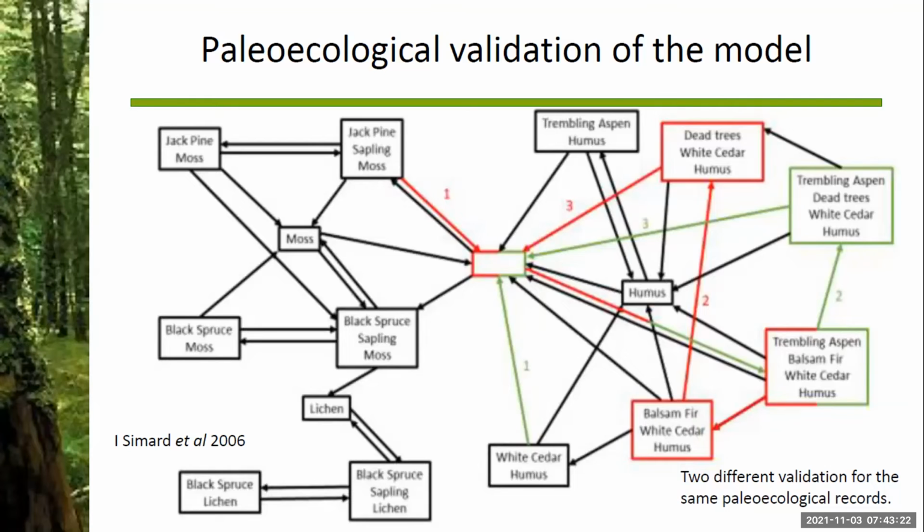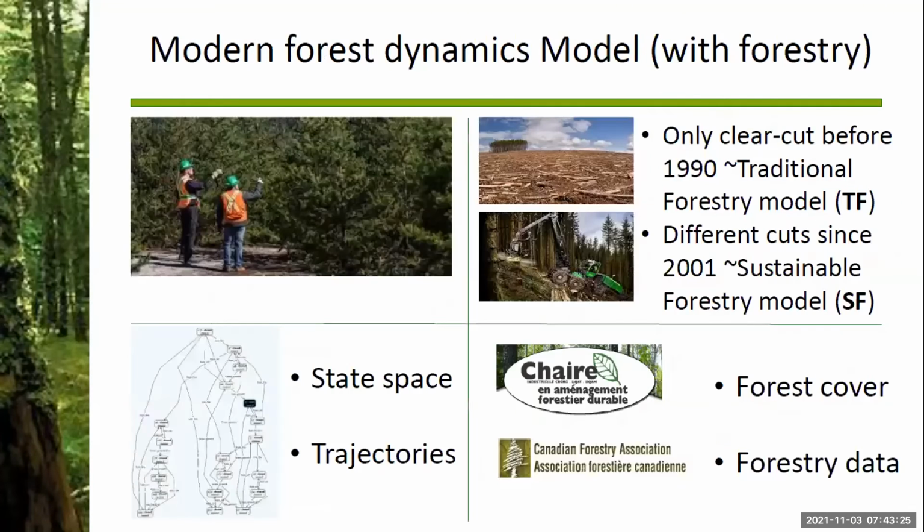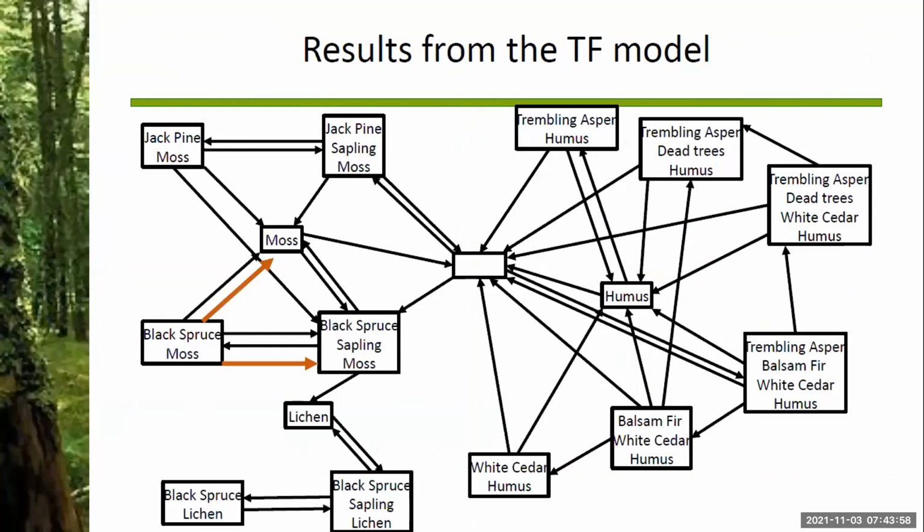And it's what I try to do now. Now I do a second model. The second model is the modern forest dynamic with some forestry, with 2 different types of forestry. The first one is just clear cut, the traditional forestry before 2000. And the second one is after 2000, and is the sustainable forestry that takes care of the regeneration of the sapling. Same, I have a state space and trajectory. I try to compare them with forest cover, forest data, and some data we can have today, and try to see if my model is correct.